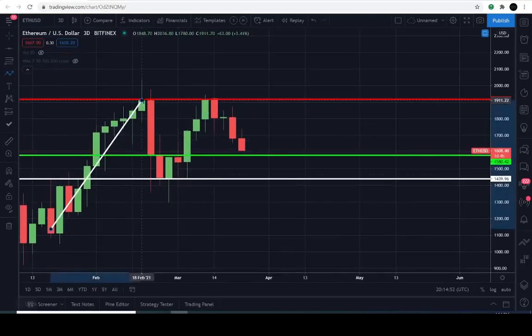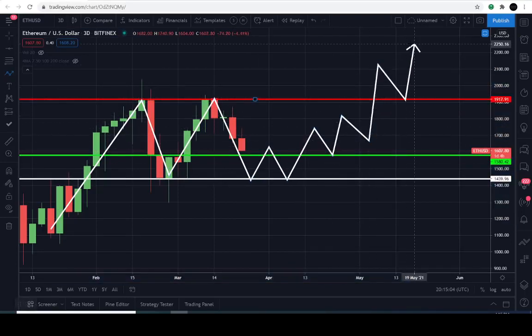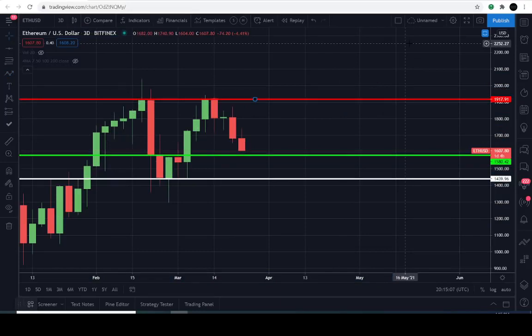It's super simple, guys. It's like double tops, double bottoms, higher highs, higher lows. If you just zoom out, you can see everything pretty clear. It's not really that difficult to understand. And again, I'm no expert, but I'm just pointing out the facts that I'm seeing here in the charts.